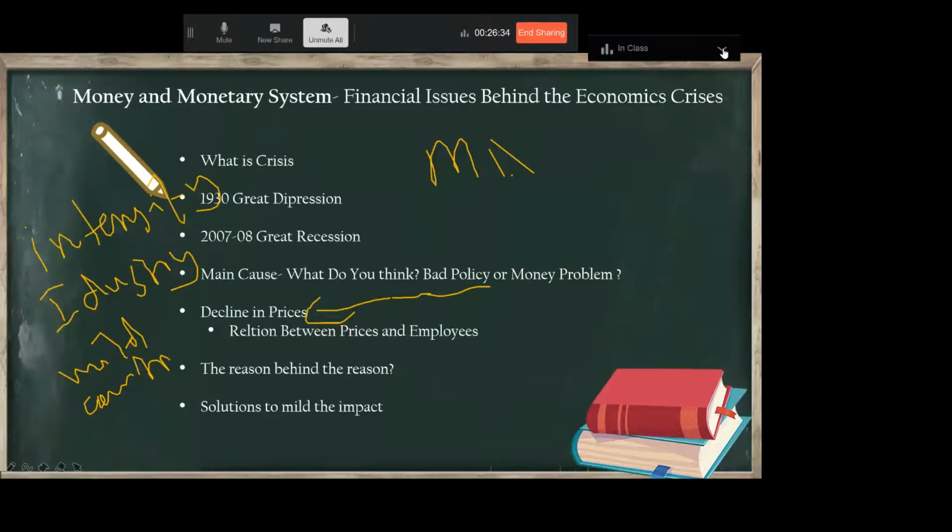So we learned basically about these things. Then we learned the transformation of saving to investment in the monetary system, following the features.